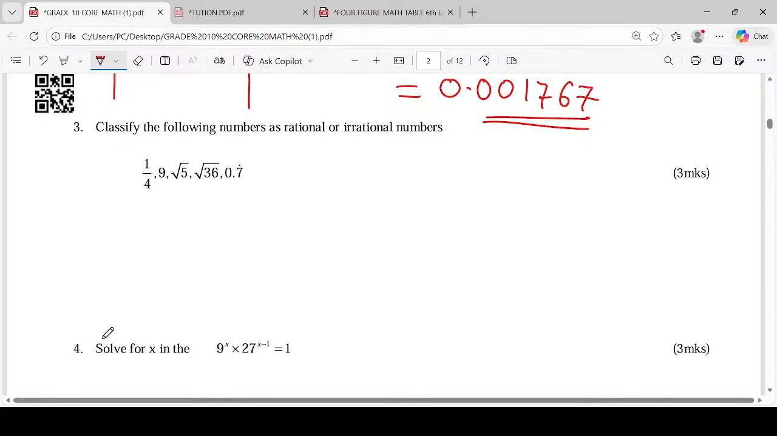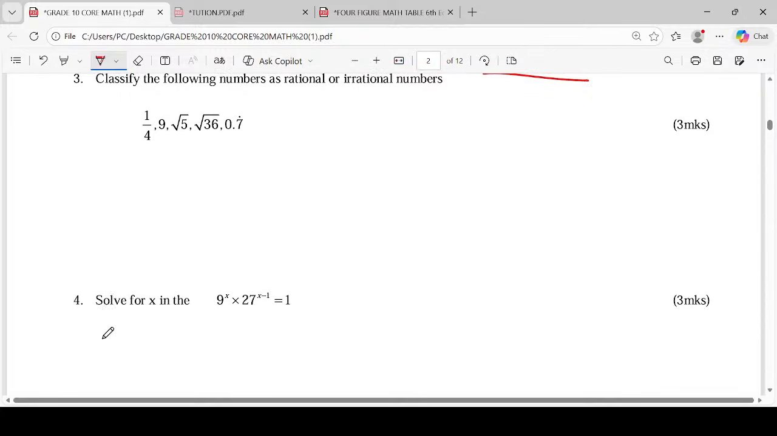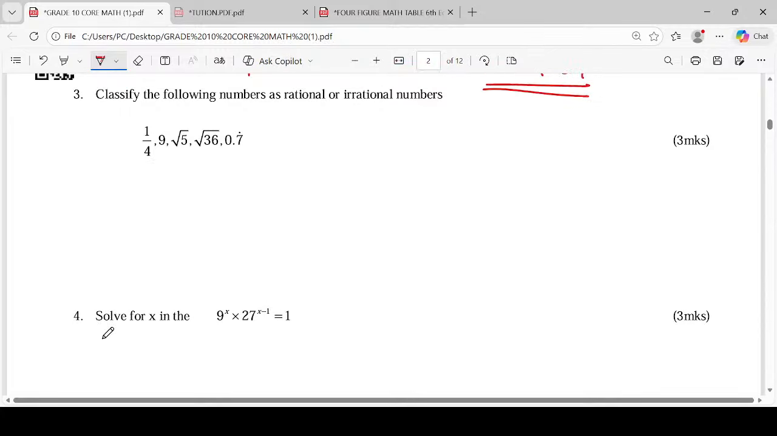Let us have a look at question number 3. Classify the following numbers as rational or irrational. A quarter, comma, 9, comma, root 5, comma, root 36, comma, 0.7, and the 7 is recurring.